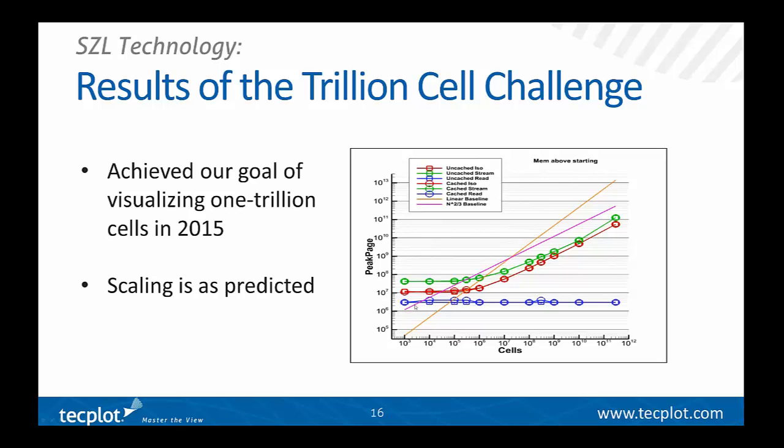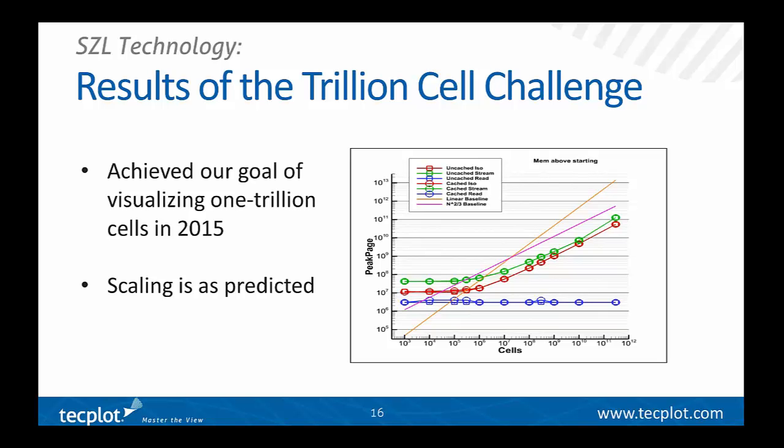So we have 2 straight lines here. The first one is this orange line, which represents linear scaling, because this is a log-log plot. The exponential growth in data size shows as linear. And then the purple line is on order N to the 2/3 scaling.